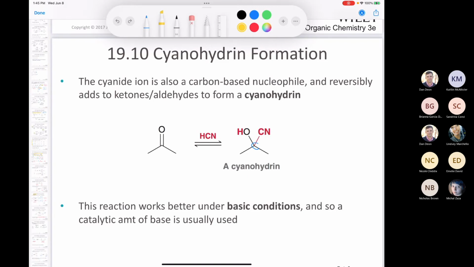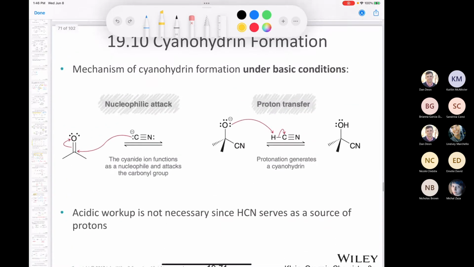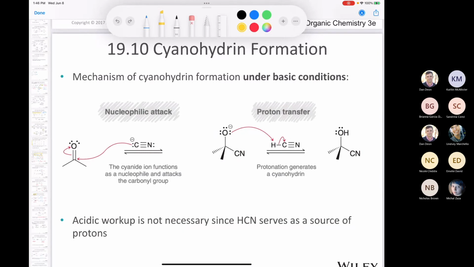It says here the cyanide ion is also a carbon-based nucleophile and reversibly adds to ketones or aldehydes to make a cyanohydrin. So if you take your ketone or aldehyde and treat it with hydrocyanic acid, we end up making a cyanohydrin. However, this is an equilibrium, so we have both of them present, and the reaction works a lot better under basic conditions. So we usually use a catalytic amount of base. Well, let's take a look here. If we're under basic conditions, the cyanide is going to attack the carbonyl, and then we're going to undergo a protonation in the second step. We get a proton transfer.